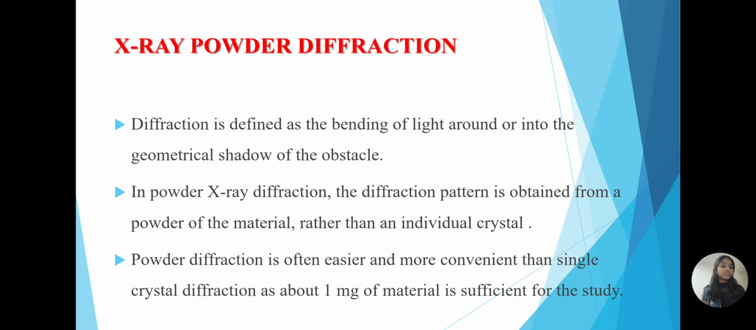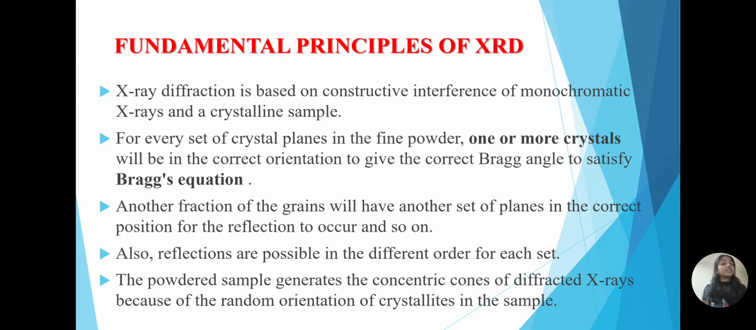Diffraction is defined as the bending of light around or into the geometrical shadow of an obstacle. In powder X-ray diffraction, the diffraction pattern is obtained from a powder of the material rather than an individual crystal. Powder diffraction is often easier and more convenient than single crystal diffraction, as about 1 mg of material is sufficient for the study. Next, we will discuss the fundamental principles of XRD.